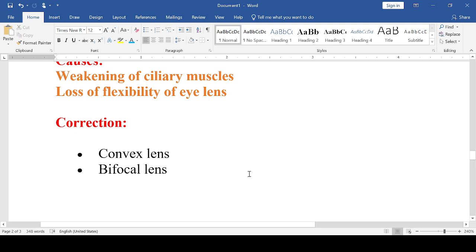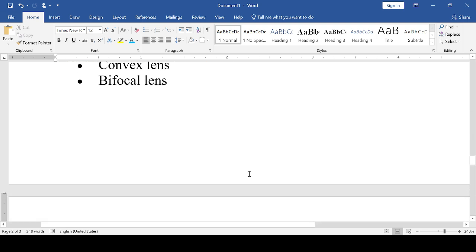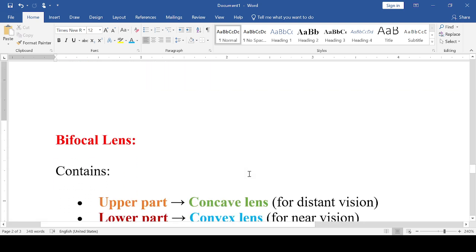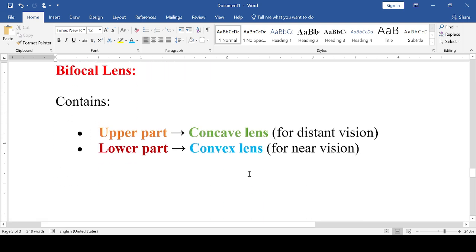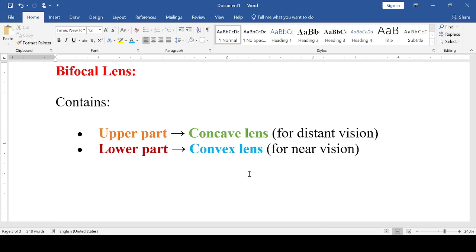Correction: he will use a convex lens and a bifocal lens. A bifocal lens, bi means two, will contain an upper part that is a concave lens for distance objects, and the lower part is a convex lens for nearby vision.